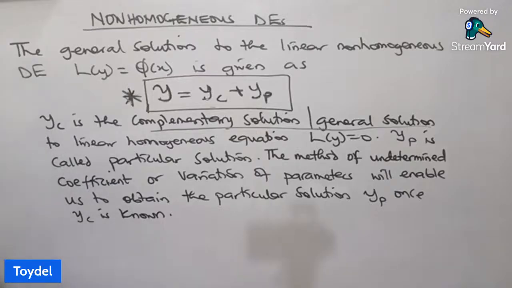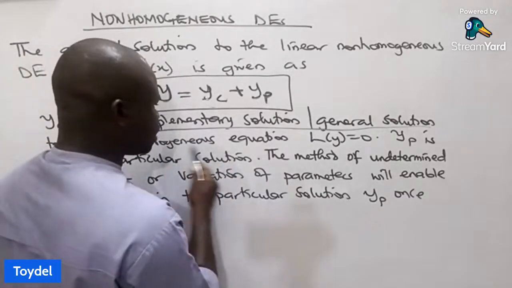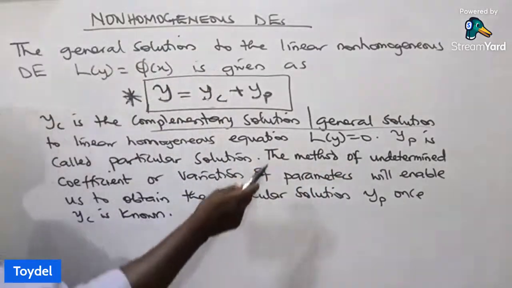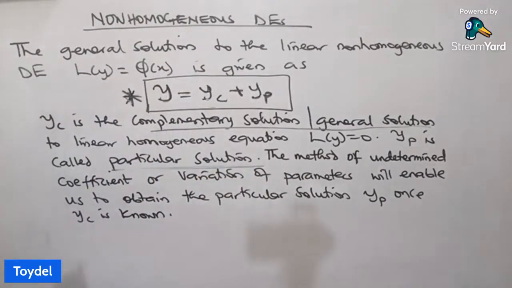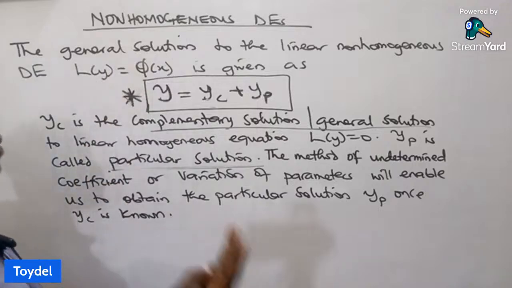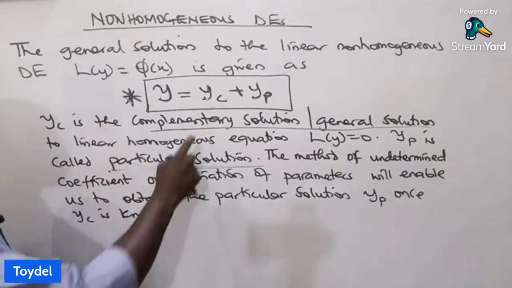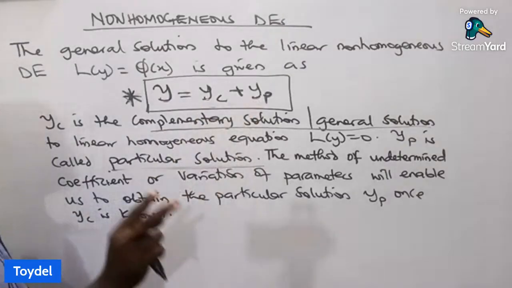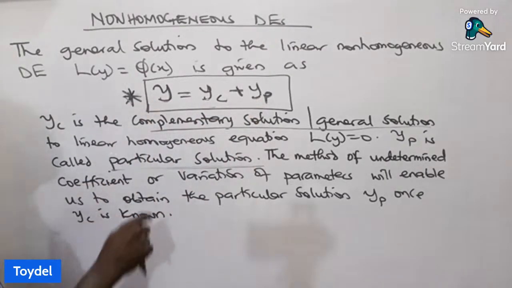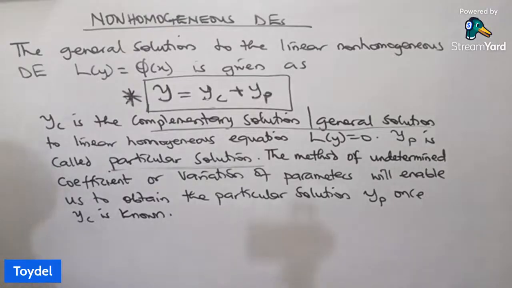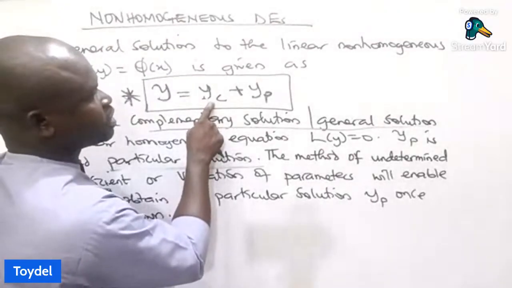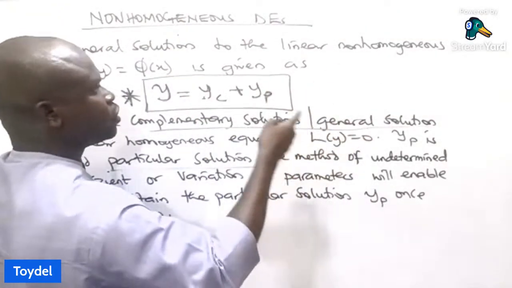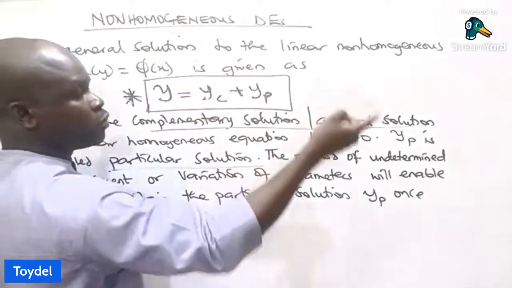So y subscript c is the complementary solution or general solution to the homogeneous equation. Then y subscript p is the particular solution. So under non-homogeneous differential equations, there are two solutions involved: the complementary solution and the particular solution. The addition of the two solutions will give us the general solution to non-homogeneous differential equations. We have videos on how to find the complementary solution. That is, we remove whatever you have at the right hand side and change it to 0, so that the non-homogeneous equation has become homogeneous, and we go ahead and find this.